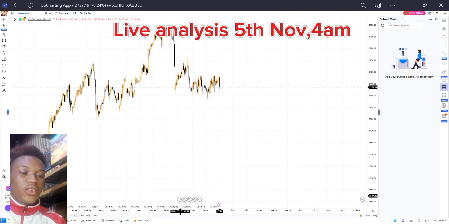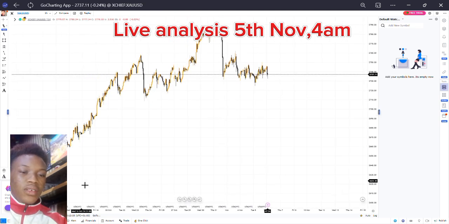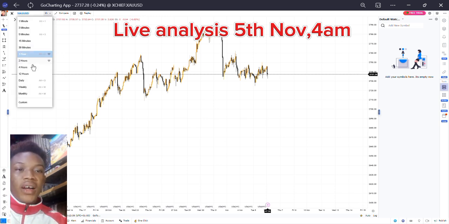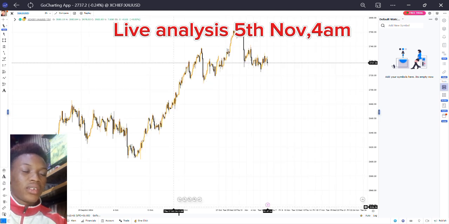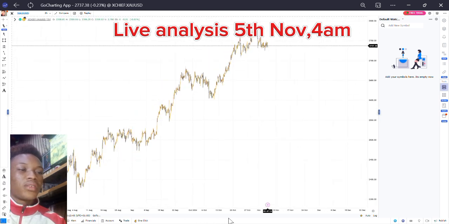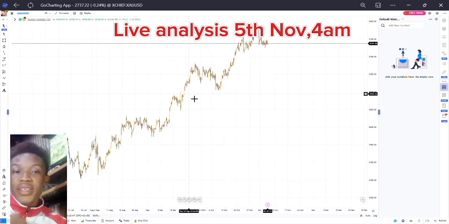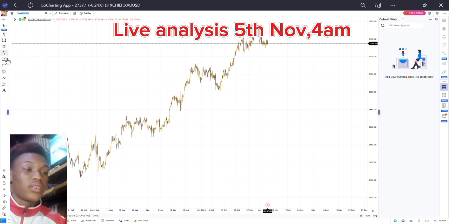Alright guys, on the XAUUSD chart, let's jump to the 2 hour time frame for the main analysis. So on XAUUSD, what can I see? Price is buying, guys. This is the XAUUSD live chart. What can I see? Price did what? Broke structure, guys, to the upside.